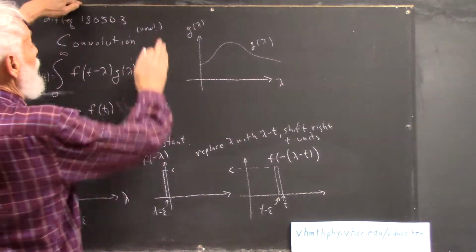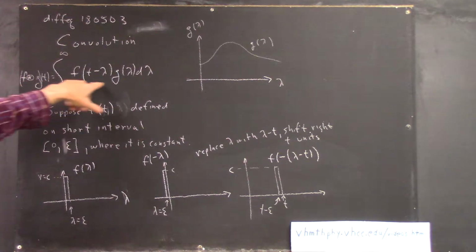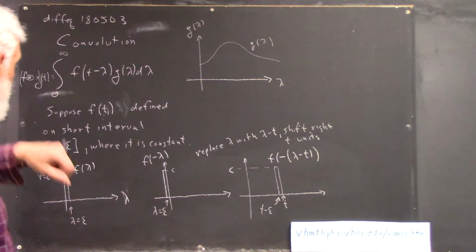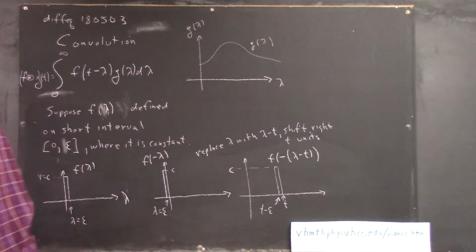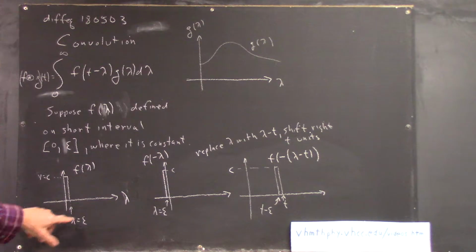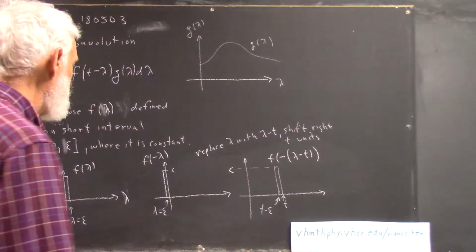Convolution now. Get rid of that. Okay? So again, there's a definition of convolution, right? Suppose we define f of lambda in a short interval from 0 to epsilon. Right there it is, there's an interval from 0 to epsilon, where it's constant, and 0 otherwise. I didn't say 0 elsewhere.